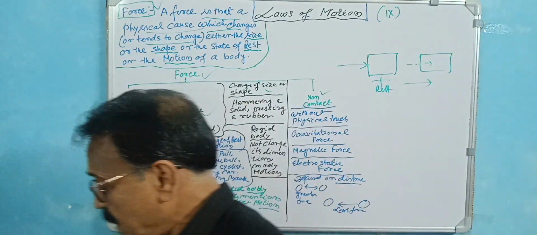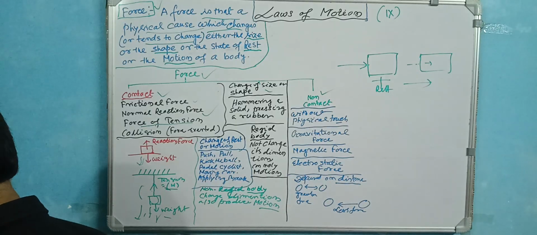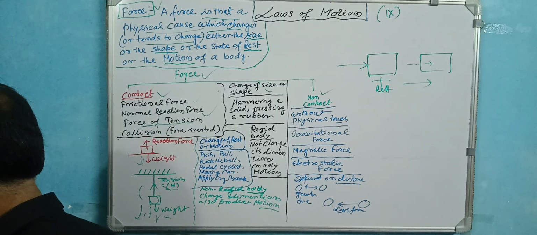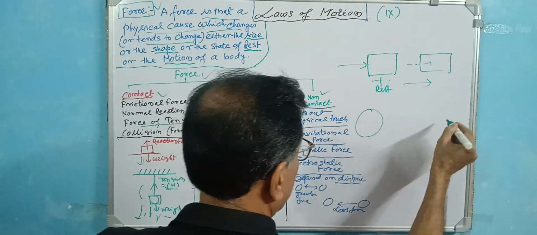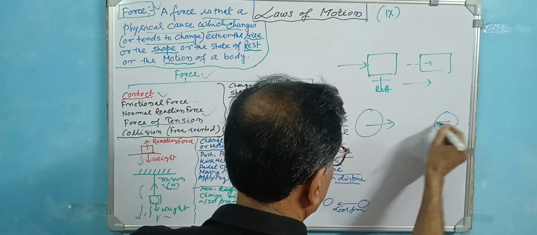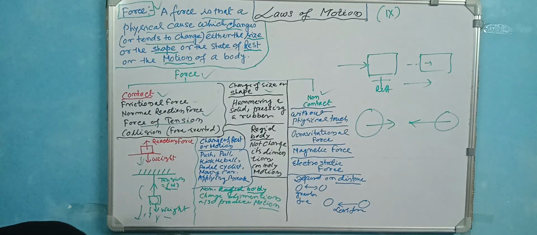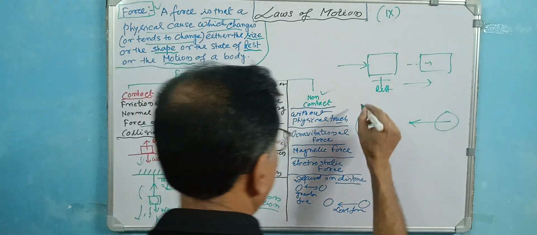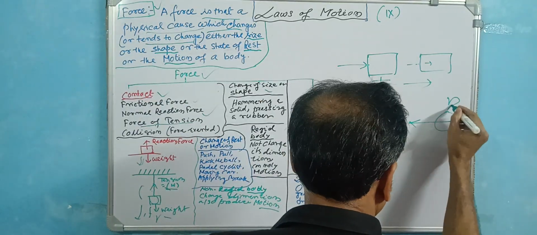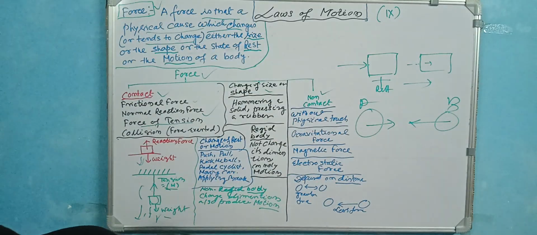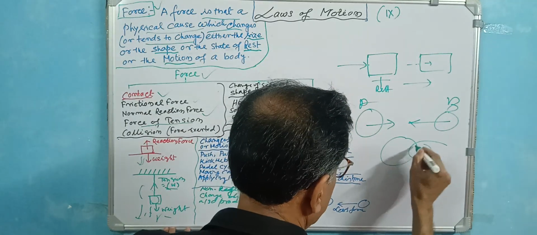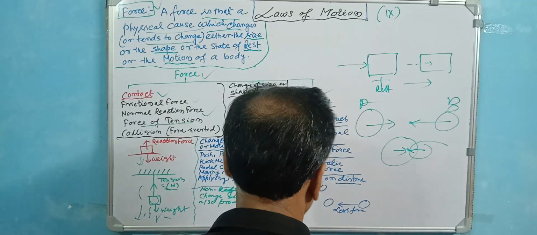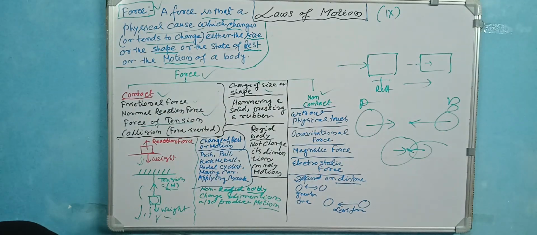Collision is a very important thing. Suppose two bodies: this is a big body and this is a small body. One is moving this way, and the other is moving in this way. Suppose this is A and this is B. What is a collision? Now they collide, and then they move apart. So this is called the collision.